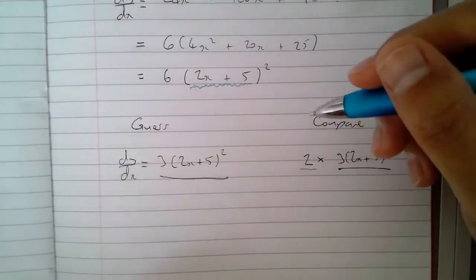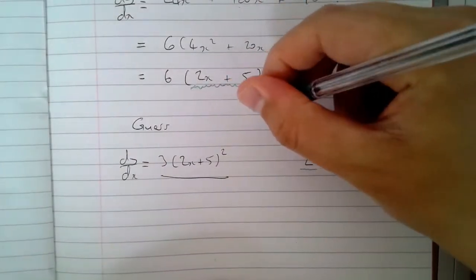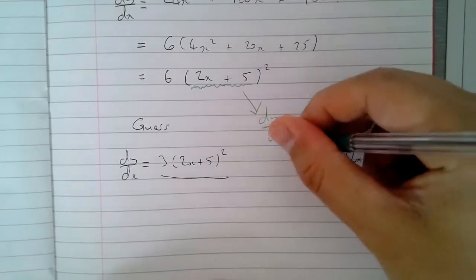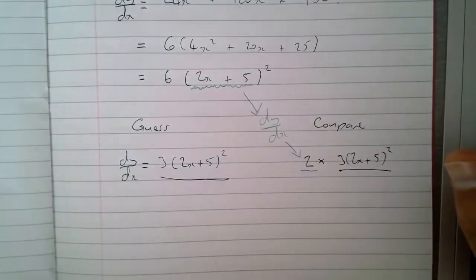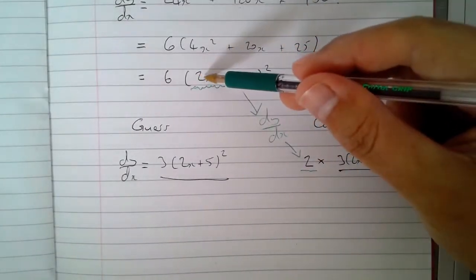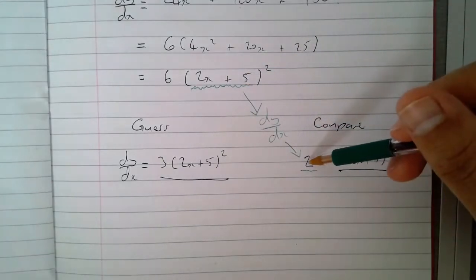So hopefully what you've thought is, if you take what's in the bracket here and you differentiate it, you get 2. If you differentiate this thing in the bracket, 2x differentiated is 2, 5 differentiated is nothing, so we get the 2 out here.